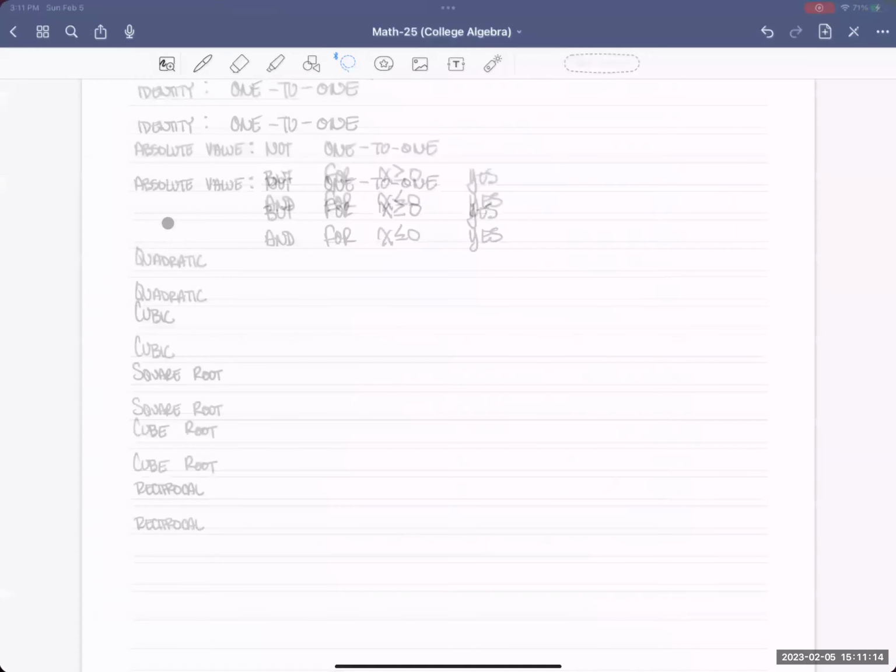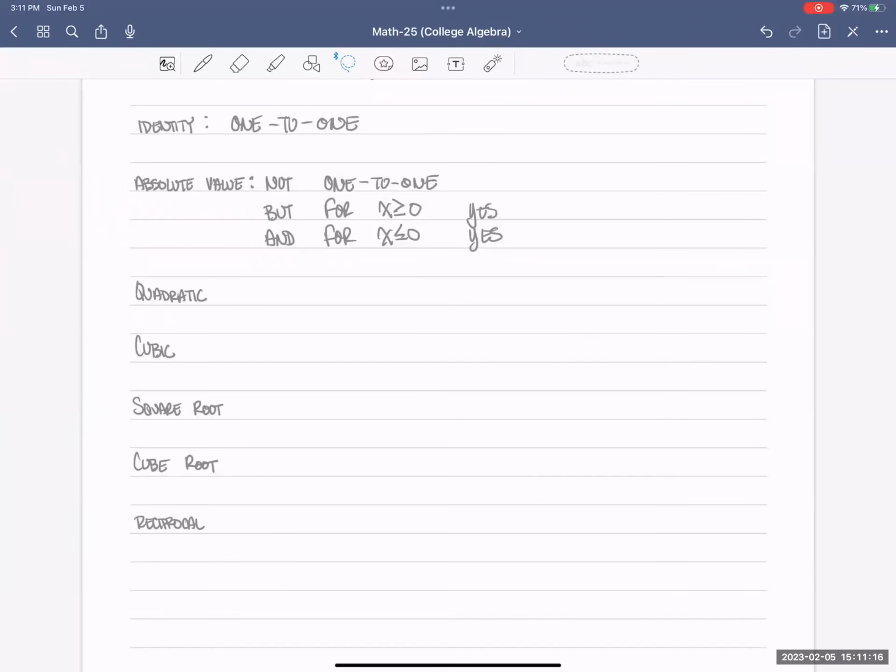So for the quadratic, we could say not one-to-one, but for x being greater than or equal to 0, we are one-to-one, and for x being less than or equal to 0, we are also one-to-one.